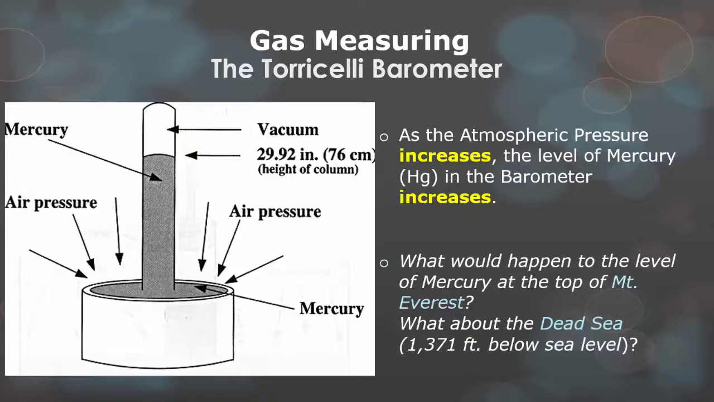However, if you're at the Dead Sea, which is about 1,371 feet below sea level, there should obviously be more gas because that's a low-lying area. So the pressure should be higher and the mercury in the column should be higher up than where it normally should be. This is why we use millimeters of mercury, mmHg, because most of the devices to measure gas pressure use mercury. Also, the unit torr comes from the Torricelli barometer. Again, 760 torr is equal to 760 millimeters of mercury.